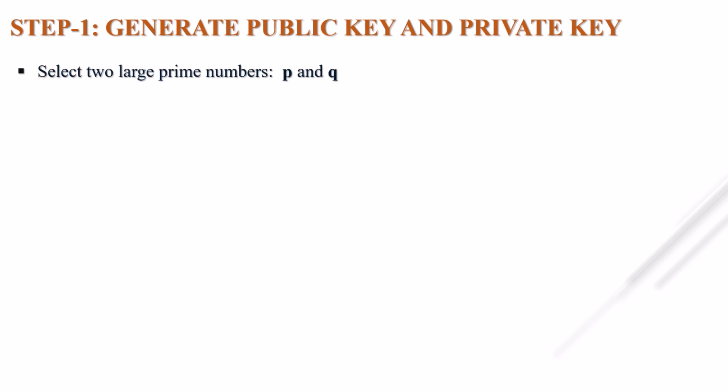We have to select two large prime numbers P and Q. For simplicity, for solving an example, we are selecting not very large prime numbers. We can select small prime numbers. Then calculate the modulus, that is n. How will it be calculated? P into Q. Suppose the value of P is 7 and the value of Q is 11, then 7 into 11 is 77, which will be the value of n.